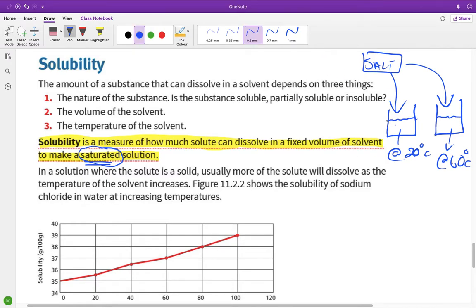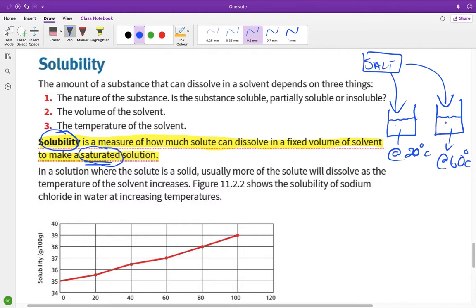Saturated is when it stops dissolving, when you've put so much salt in that the water can't dissolve it anymore. And what you will notice is that these two have different solubility. Okay, so the solubility is how much salt can they take before the salt stops dissolving. Okay, so temperature, it's written there somewhere. Temperature is one of the things that affects it.